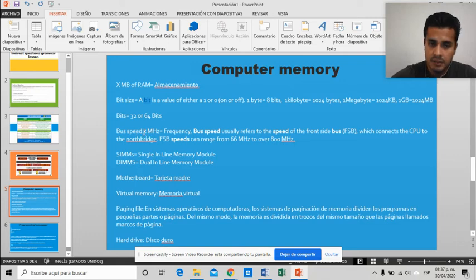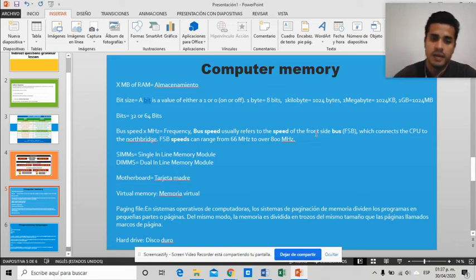The bus speed at an indeterminate number of megahertz. Megahertz is a frequency, okay, as you guys know. So the bus speed usually refers to the speed of the front side bus, which is part of the computer, which connects the CPU to the northbridge. So FSB speeds can range from 66 megahertz to over 800 megahertz. So basically, that is your bus speed, okay? It's just a frequency, or exactly like this word says, the speed of the front side bus that connects to the northbridge. Basically, that's it.